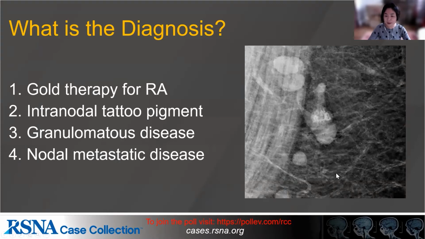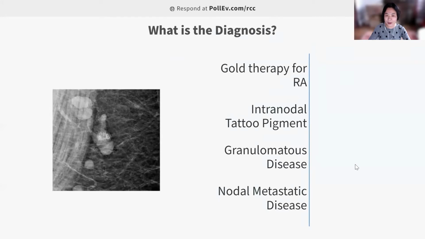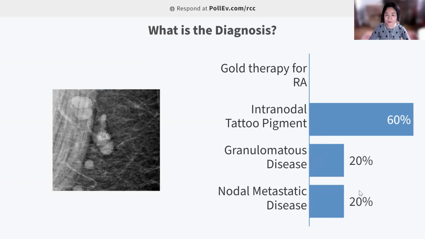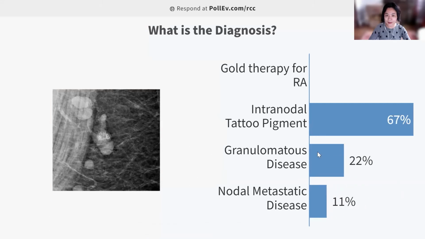So what is the diagnosis? And you can go ahead and start entering your answers. Is this gold therapy for rheumatoid arthritis? Is this intranodal tattoo pigment? Is this granulomatous disease? Or is this nodal metastatic disease? We'll give just a few seconds. Okay.